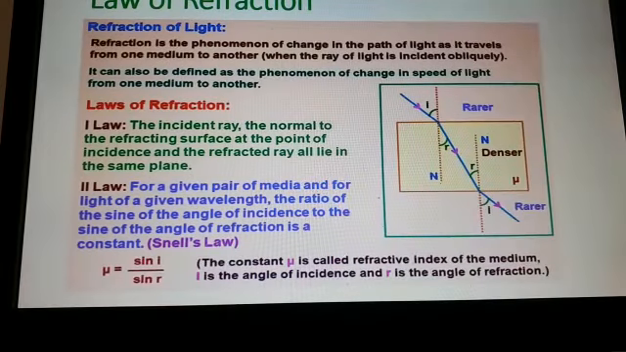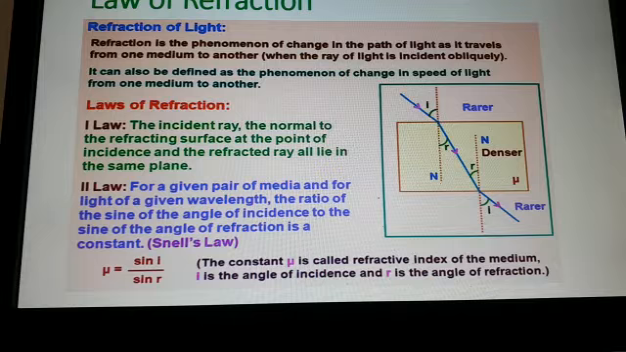Then the laws of refraction. Refraction of light is the phenomenon of change in the path of light as it travels from one medium to another. It can also be defined as the phenomenon of change in speed of light from one medium to another, that is, from air to glass and glass to air. So what are the laws of refraction?